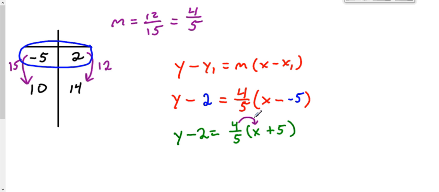Now I'm going to distribute the 4/5 so I can get this into slope-intercept form, so it says y equals. So I have y minus 2 is equal to 4/5 x. 4 times 5 is 20. 20 divided by 5 is back to being 4. Or quite simply, these 5s cancel out, leaving you with just 4. We add 2 to both sides, and I get 4/5 x plus 6.